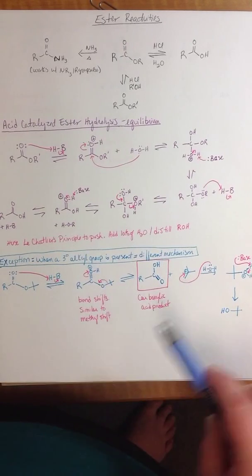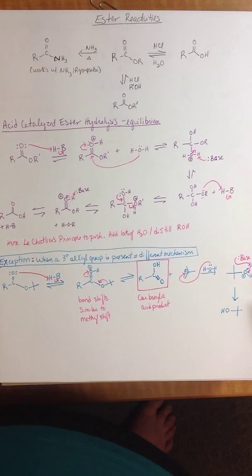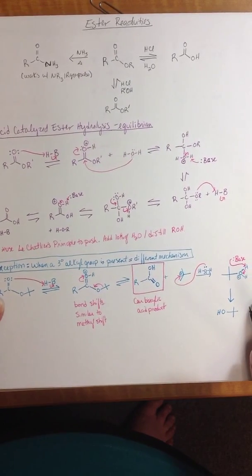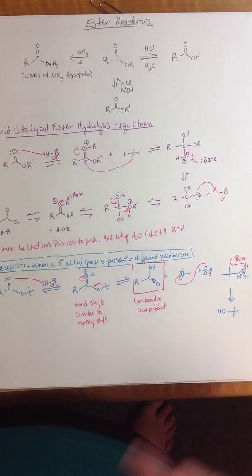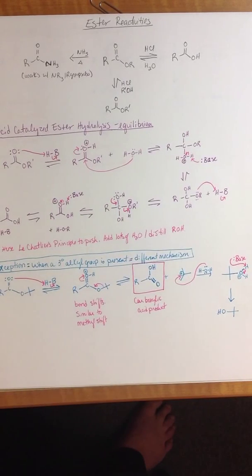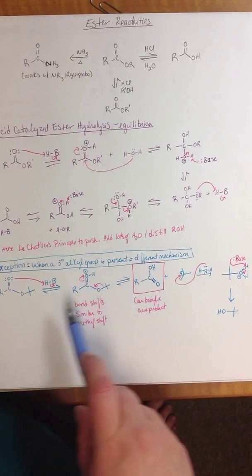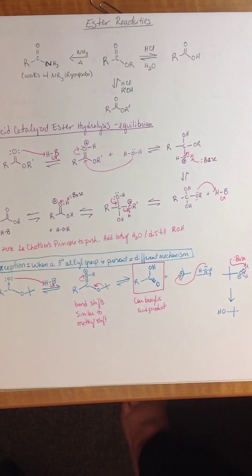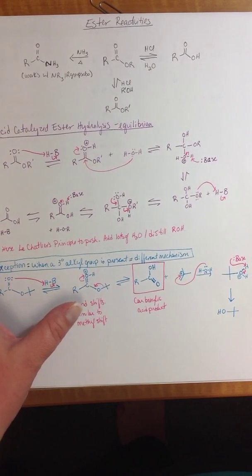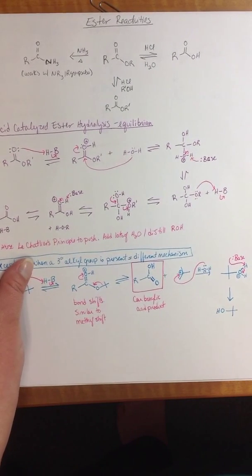Water comes in and attacks. Conjugate base from way over here comes and removes the hydrogen right here. Electrons go back, and there's your other alcohol that you're going to get as a side product. These again are in equilibrium though, so you still need to drive them the way that we would up above. Okay.